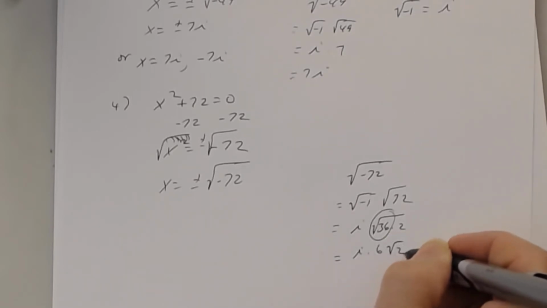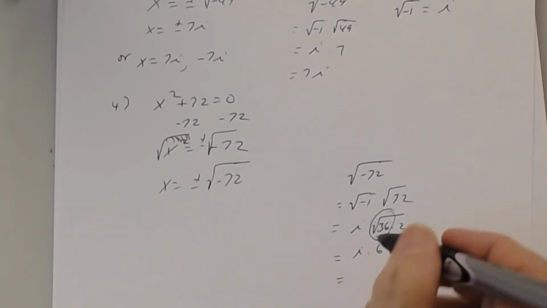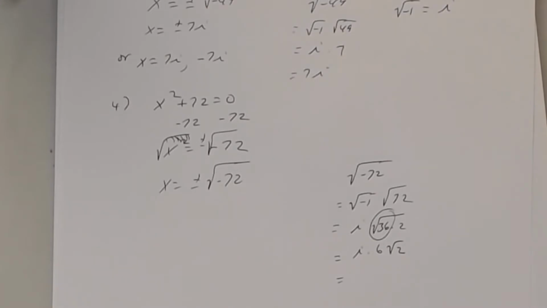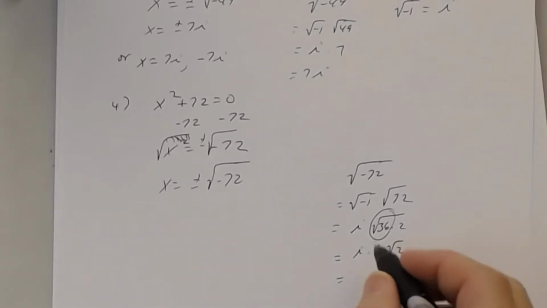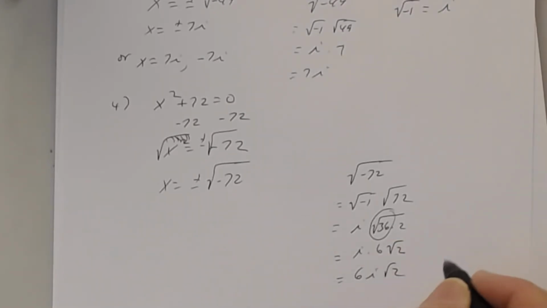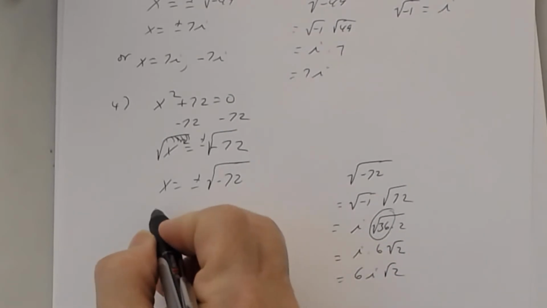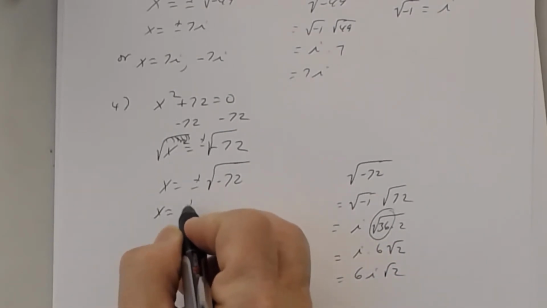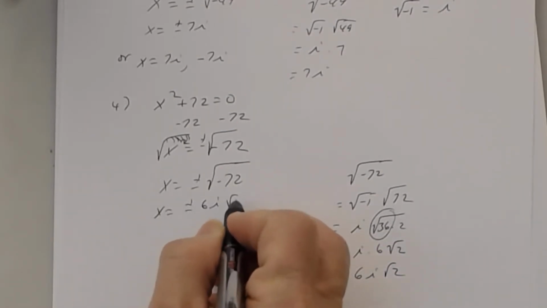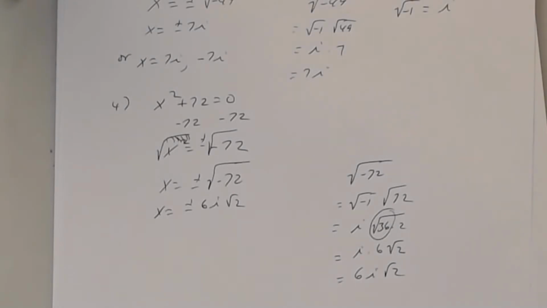Y'all agree? Yes. But there's a better way that we prefer you write this. So rather than saying i 6 square root of 2, how do we write this? 6i square root of 2. All right. So your solution will be x equal plus or minus 6i square root of 2. Okay?